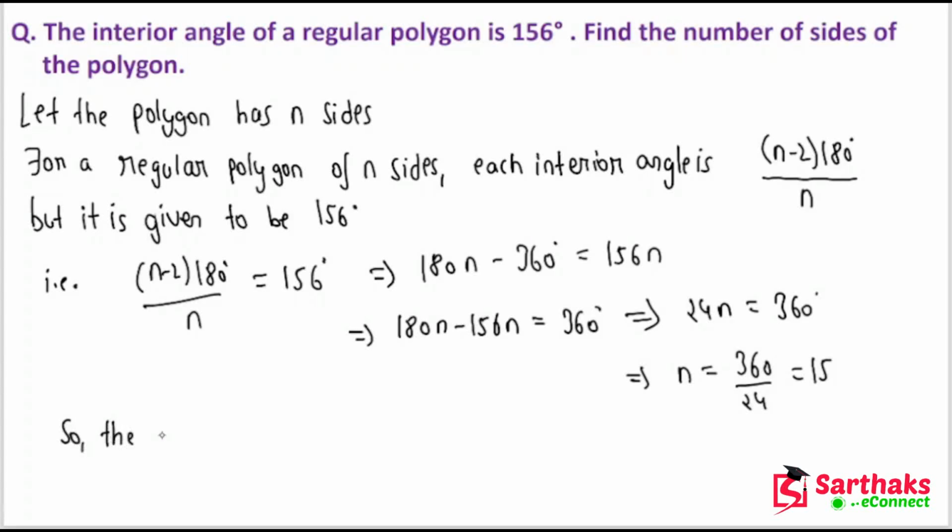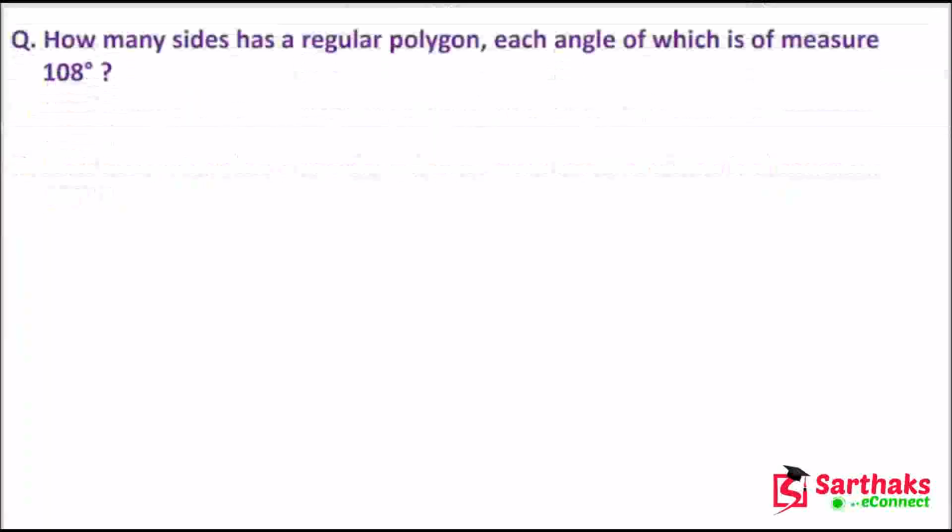So the polygon has 15 sides, right? So this was again a formula based question in which we just applied the formula of each interior angle for a regular polygon and then equated it with the given value. Okay, so let us take another question with the exact same concept, just with a different value.